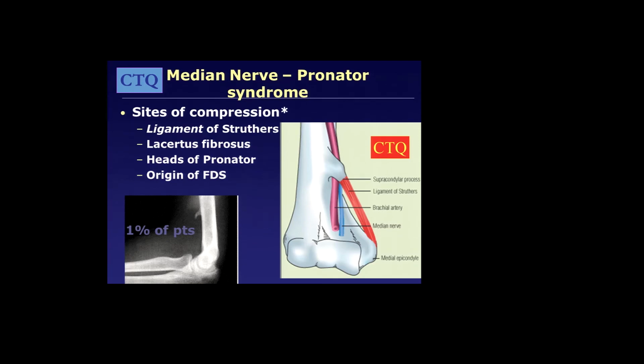In pronator syndrome, the median nerve is compressed more proximally in the forearm by one of 4 structures: the ligament of Struthers, the lacertus fibrosus, the 2 heads of the pronator, or the origin of the FDS.